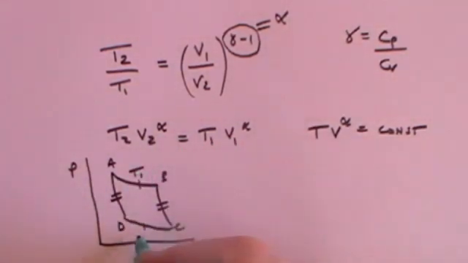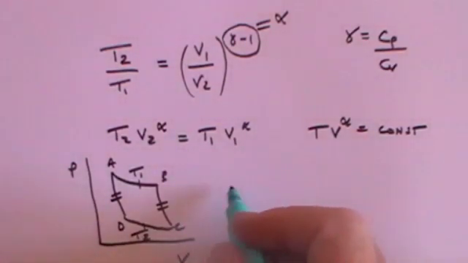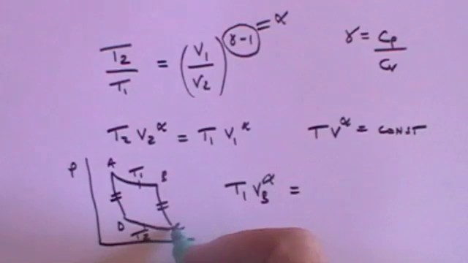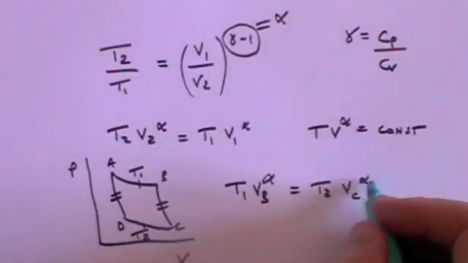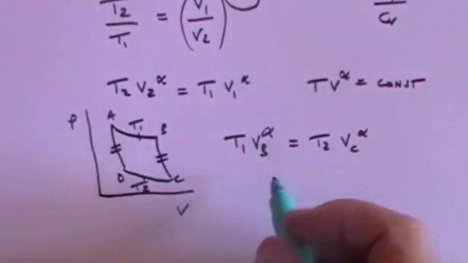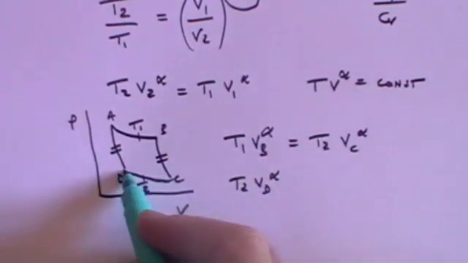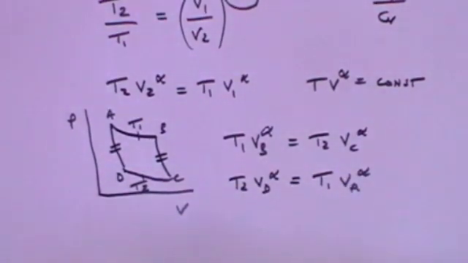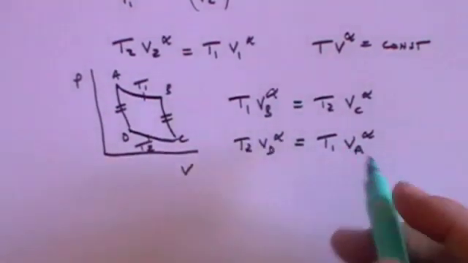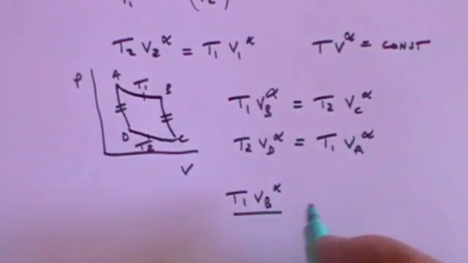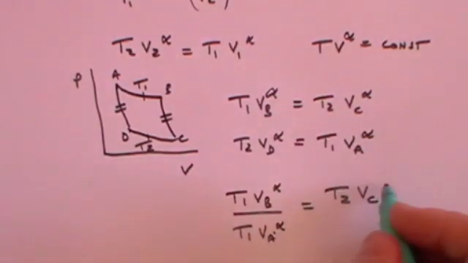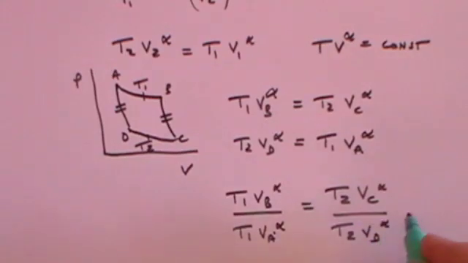This occurred at temperature T1, this occurred at temperature T2, and so now you can say that T1 times the volume at B to the alpha is equal to T2 times the volume at C to the alpha. You can also say that T2 times the volume at D to the alpha is equal to T1 times the volume at A to the alpha. Now if you divide the two T1 terms, you get T1 VB to the alpha over T1 VA to the alpha is equal to, divide the two T2 terms, T2 VC to the alpha divided by T2 VD to the alpha.